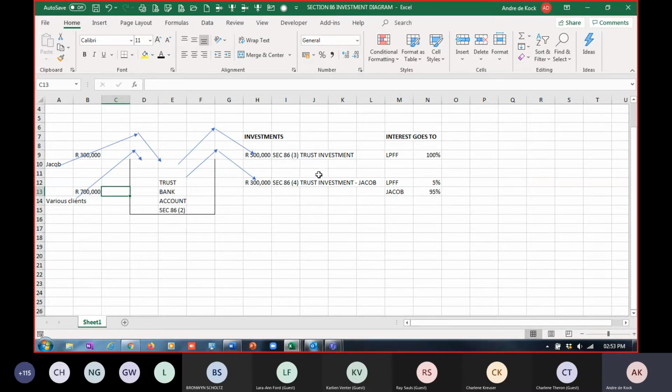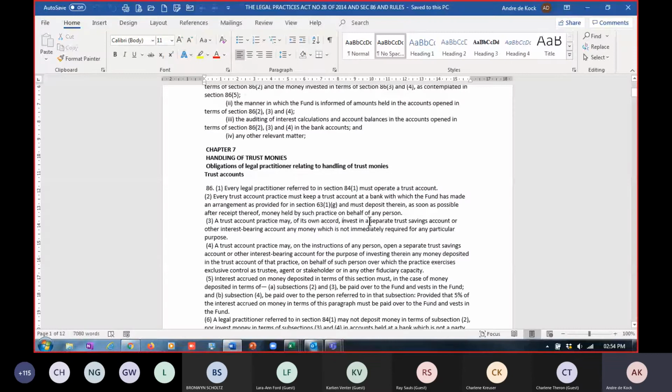So here in this particular case, I'm just using a figure. I'm saying I can invest 500,000. So I take the money out here and I invest it. What may I invest it in? Again, you may invest it in a separate trust savings account or other interest-bearing account. So you are very limited. You can't put it in anything risky, okay? It can only be in an interest-bearing or savings account.